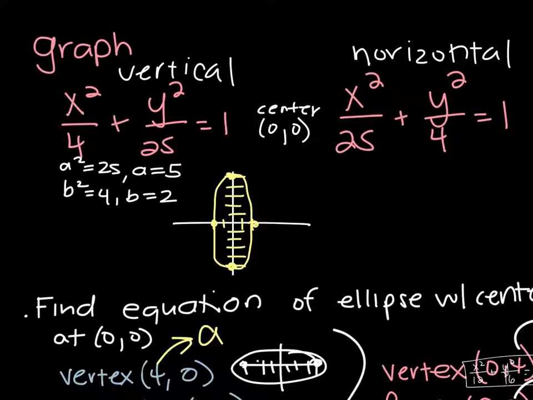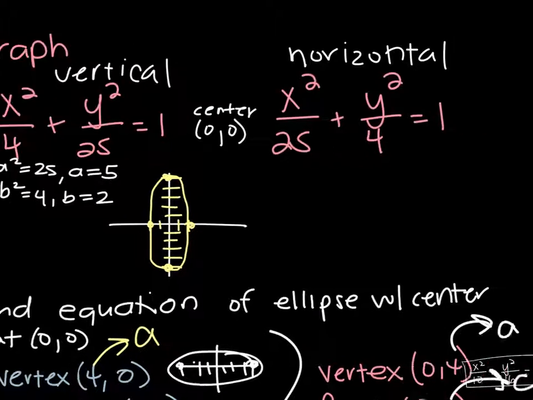If you see the bigger number under the x, then it's the x-axis that is major, which makes it horizontal. If the bigger number's under the y, then the y-axis is the one that's major, which makes it vertical. It seems silly, but people still will look at it and switch the x and y axes. So just be really careful.